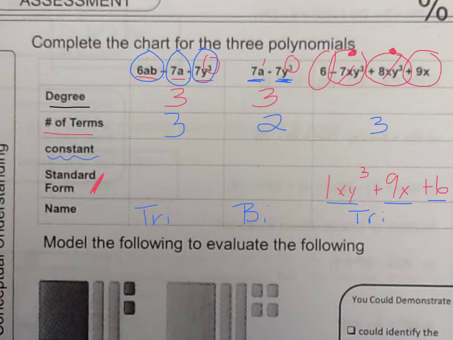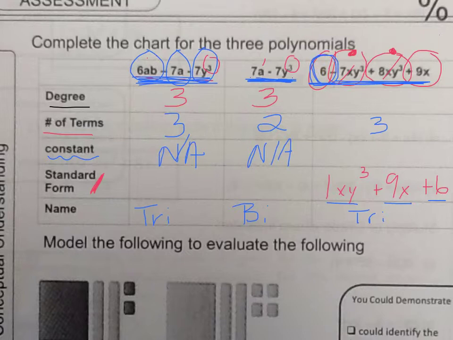Your constants is any number that's not associated with a variable. In this question here, there are no constants, so we can write NA. In this question here, each of the numbers has a variable, so there are no constants. And in this question here, the only one that is without a variable is the 6. So our constant is 6.